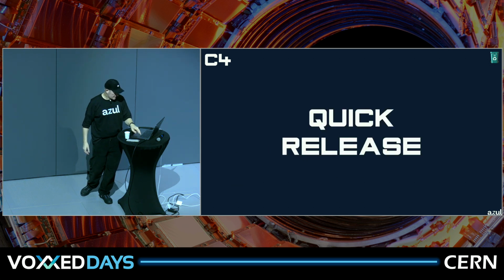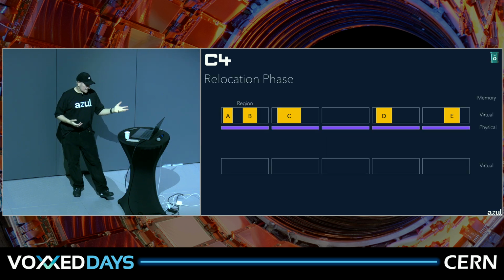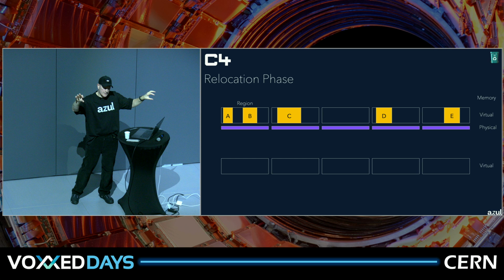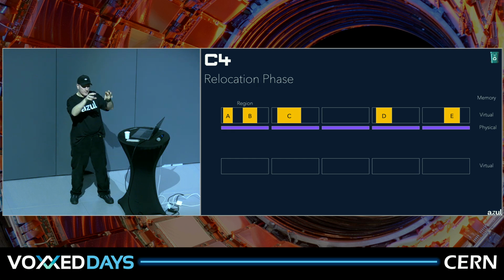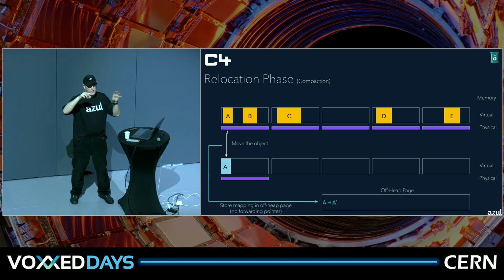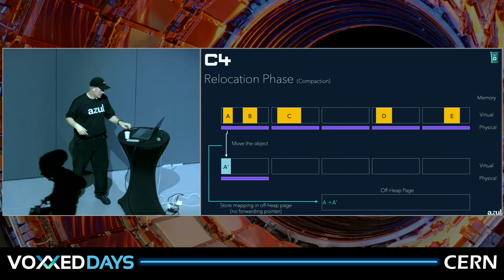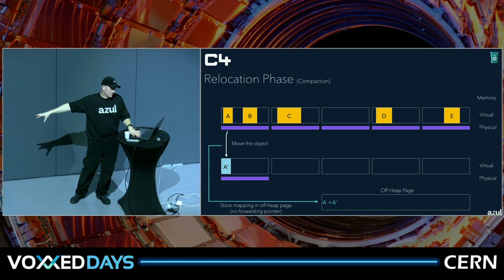Okay, that's good. Quick release, another example. I'm not sure if ZGC has that, but if we have all these regions and we now do a compaction, that means we copy the stuff to new areas. So we start copying, right? And when we do that, instead of installing the forwarding pointer to the new location in the old object, what we do is we store the forwarding information in an off-heap page. ZGC does the same. It's always the same location.